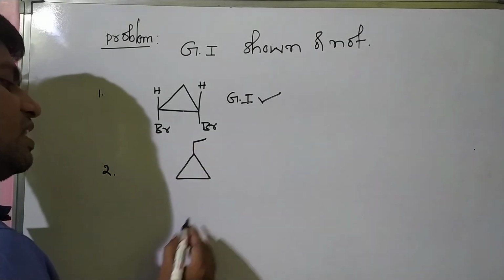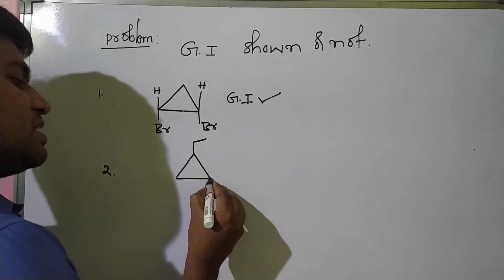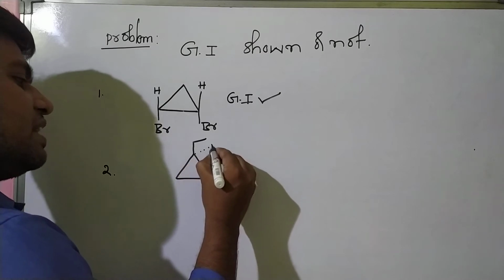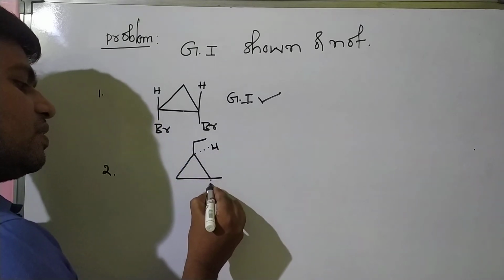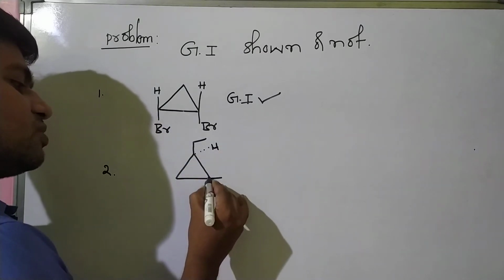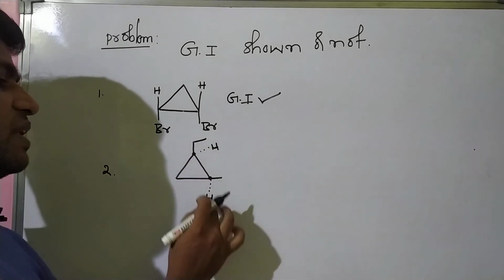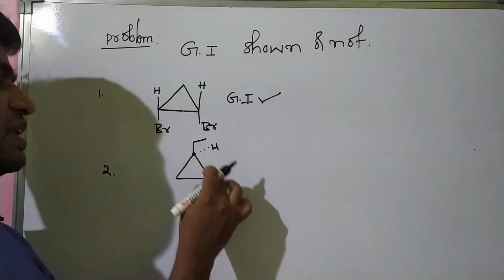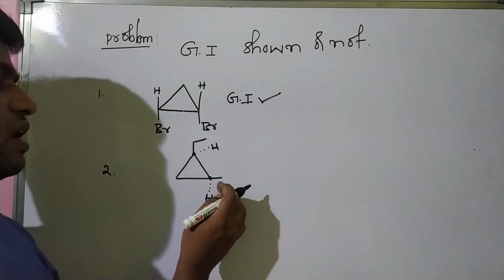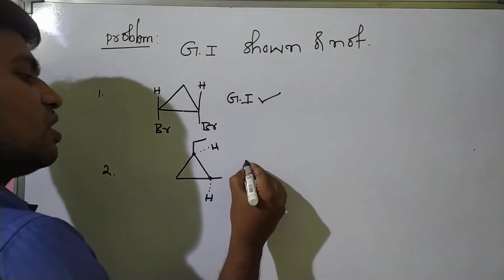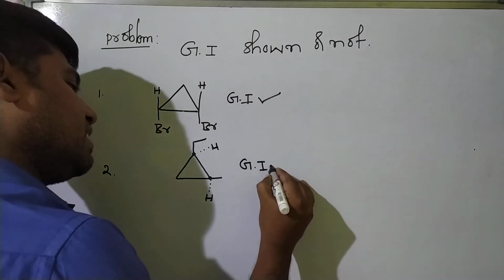The second one is this: this is ethyl, this is methyl. So here the other one is hydrogen and the other one is hydrogen. So these are sp3 hybrid carbon atoms. Here a hydrogen, here a hydrogen, meaning these two sp3 hybrid carbons have different groups. This is a methyl group, this is an ethyl group. So this also will exhibit geometrical isomerism.